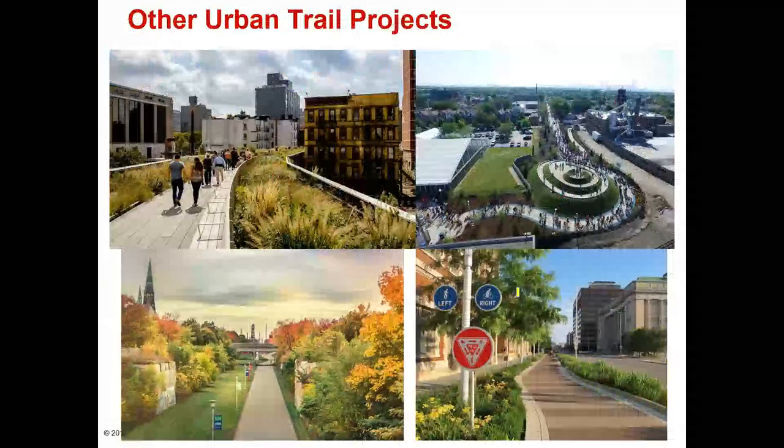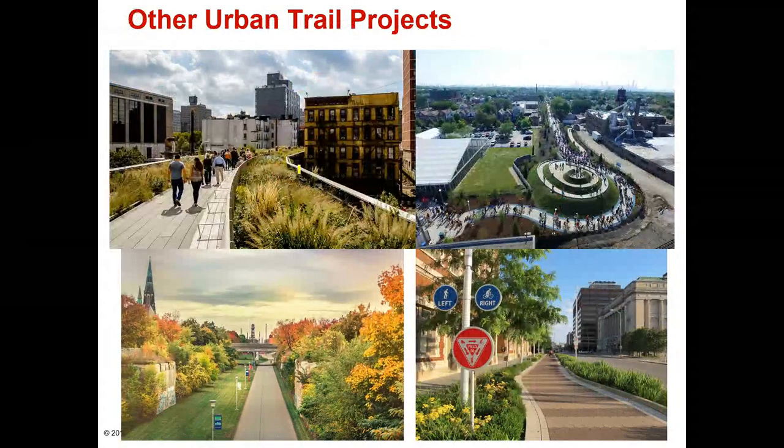These are other cities doing similar things. On the top left is New York's High Line. This was an abandoned elevated train track that's been converted into a path and a linear park. Chicago added a linear park and bike path along one of its neighborhoods. I think it's called the 606.